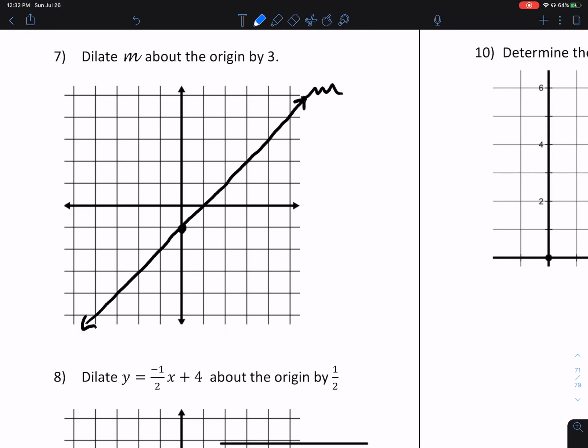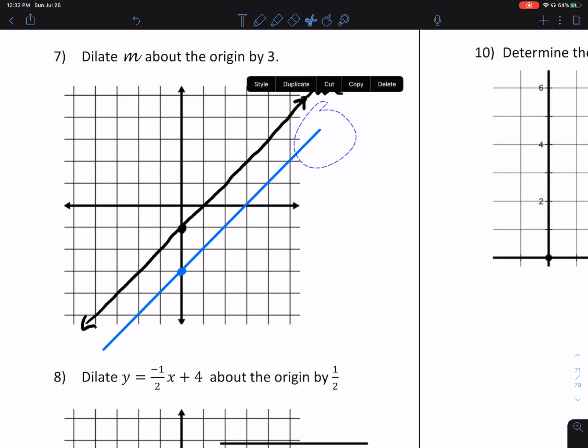So if we're going to dilate M about the origin, our image is going to have the same slope as our pre-image. It always will. As far as the distance from the origin, you can count it in lots of ways. Let's say you count it to the y-intercept. If you triple that, instead of being 1 away, it's going to be 3 away. What's the slope going to be? It's the same as the original. So whatever the slope is here, we translate this down. Oh, I'm sorry, if we dilate it, it's going to have the same slope. So this is M prime, same slope as the original.